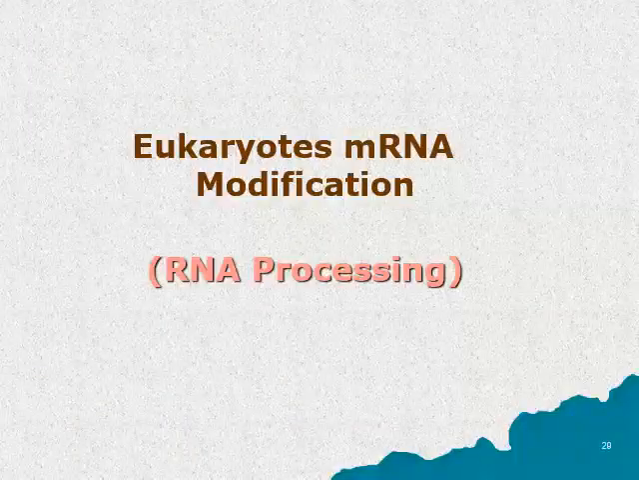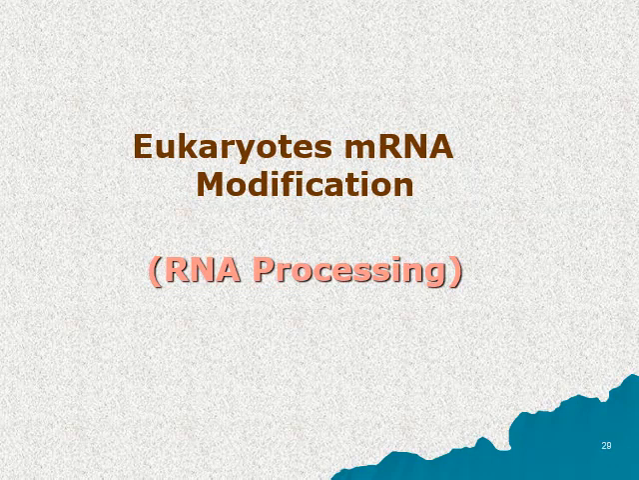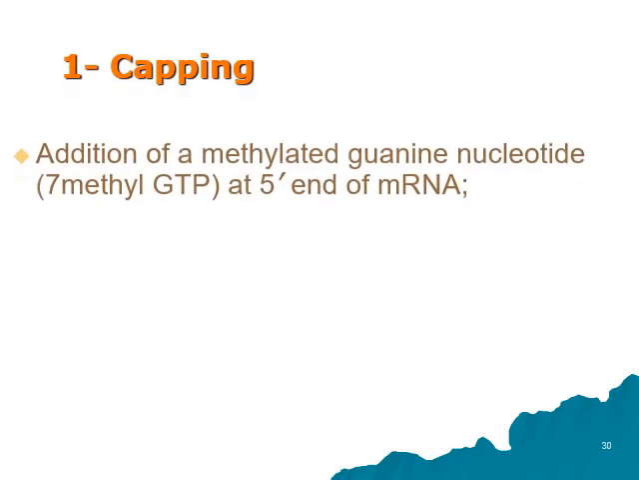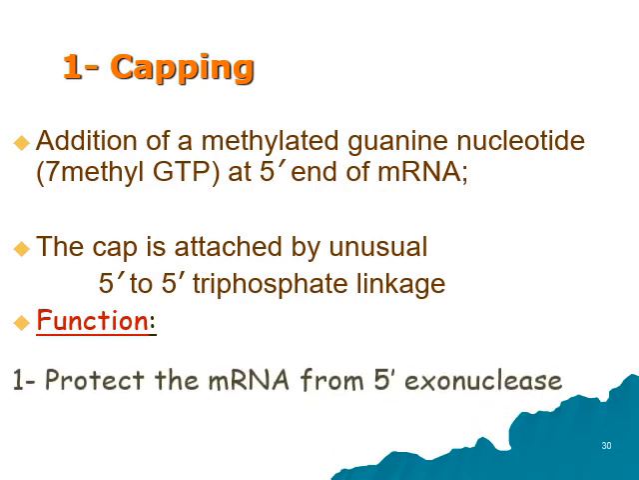هنتكلم دلوقتي على الإيوكاريوتيك messenger RNA modifications اللي بنسميها RNA processing. Number 1, capping. Capping كdefinition: addition of methylated guanine nucleotide at 5' end of messenger RNA. 7-methyl guanine is added by unusual 5' to 5' triphosphate linkage.